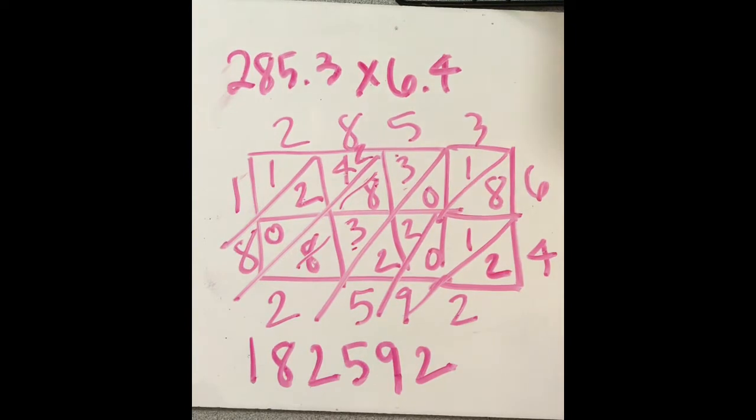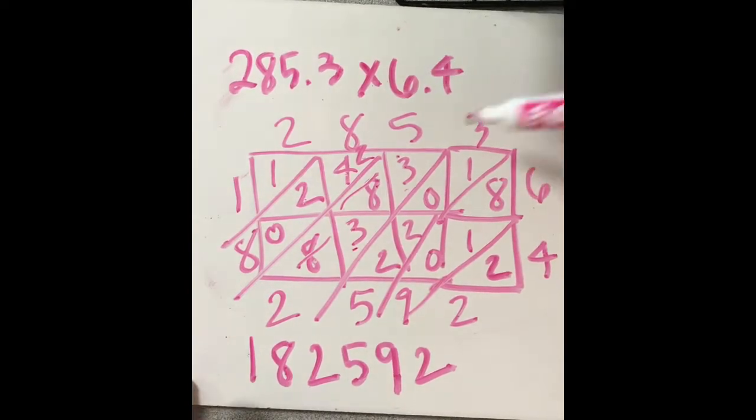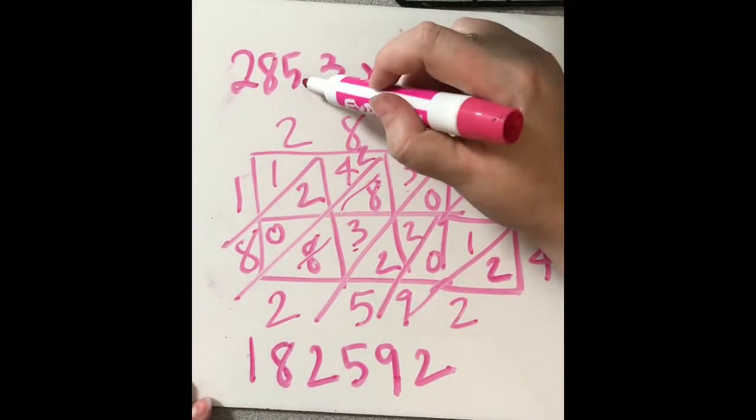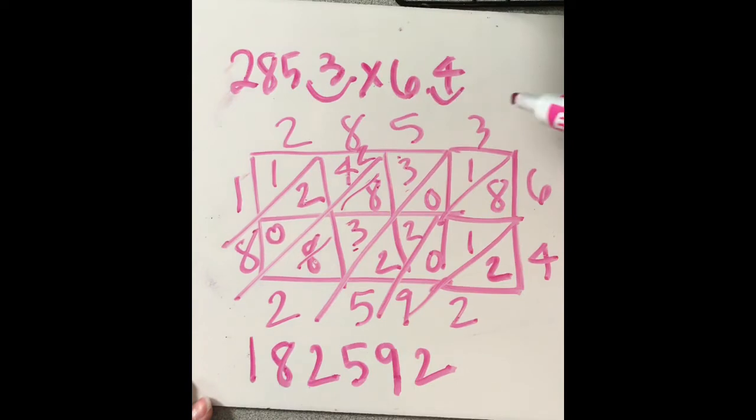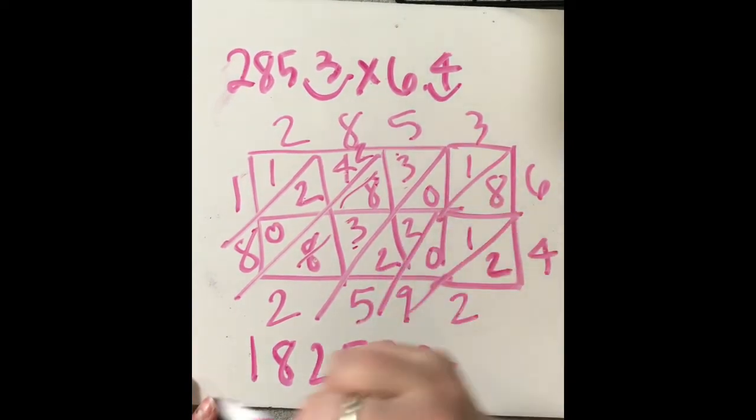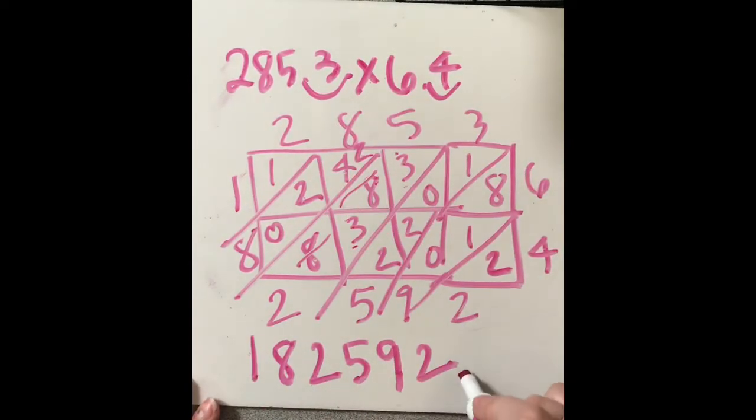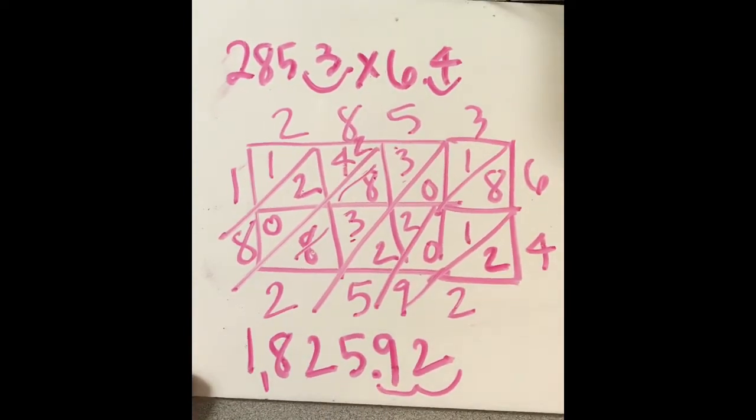Okay, but that's not my final answer yet because I need to put my decimal in, right? So we moved our decimals out of the way at the beginning. I mean, I didn't really do that, but I just left them out. So we moved this one spot and this one spot. So when I put it back, I need to put it back a total of 2 spots. So I get 1, 2. So I should get 1,825 and 92 hundredths.